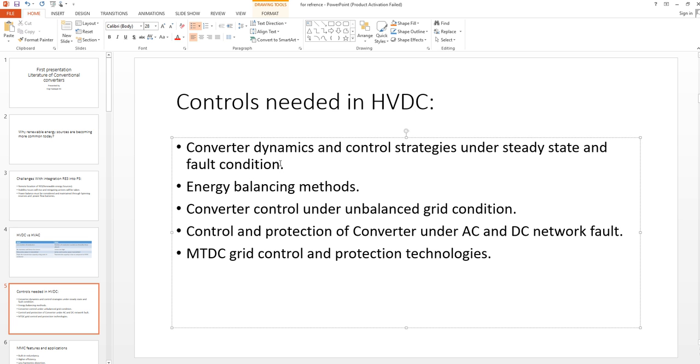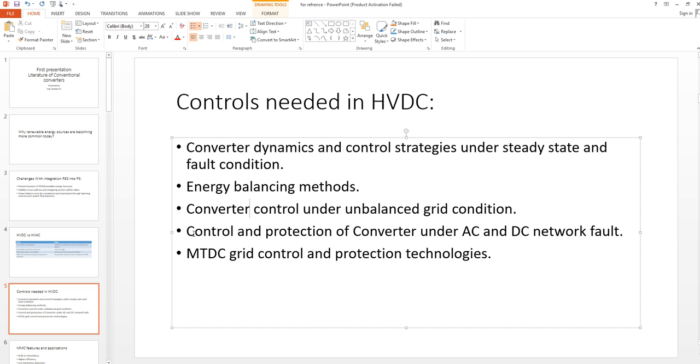So we have to control basically the converter parameters. We have to maintain the energy balance in the converter. The converter must be controlled under unbalanced grid operation. Like if the load has increased suddenly, what will be the impact on the converter? So we have to control the converter in that condition.